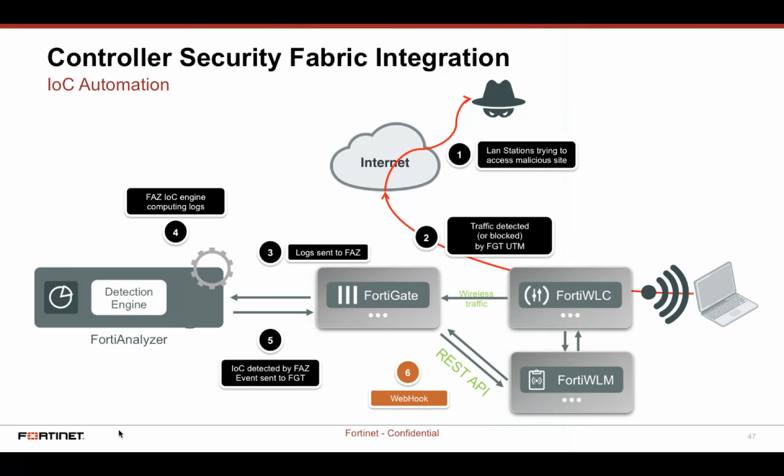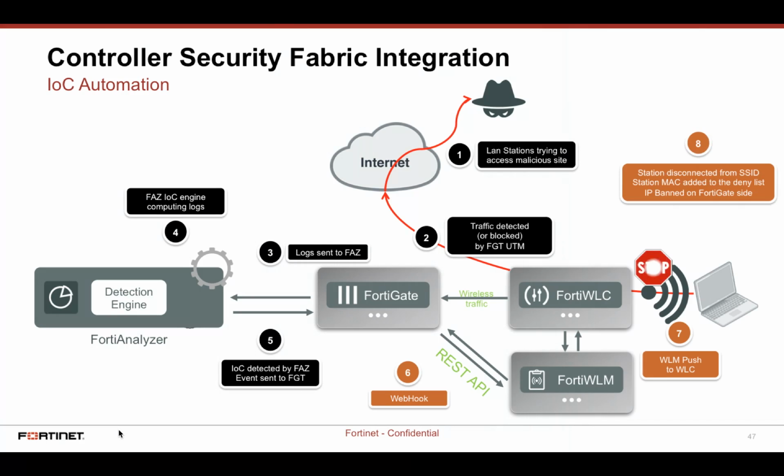FortiGate sends a REST API request to the wireless LAN manager to ban this client, or to ban this station, or stop this client from connecting to the network. So this is a seamless automated quarantine flow, something similar to NAC functionality, without any human intervention looking at your logs. Fortinet is taking an action, sending a REST API call to the wireless LAN manager to disconnect the client from the network.